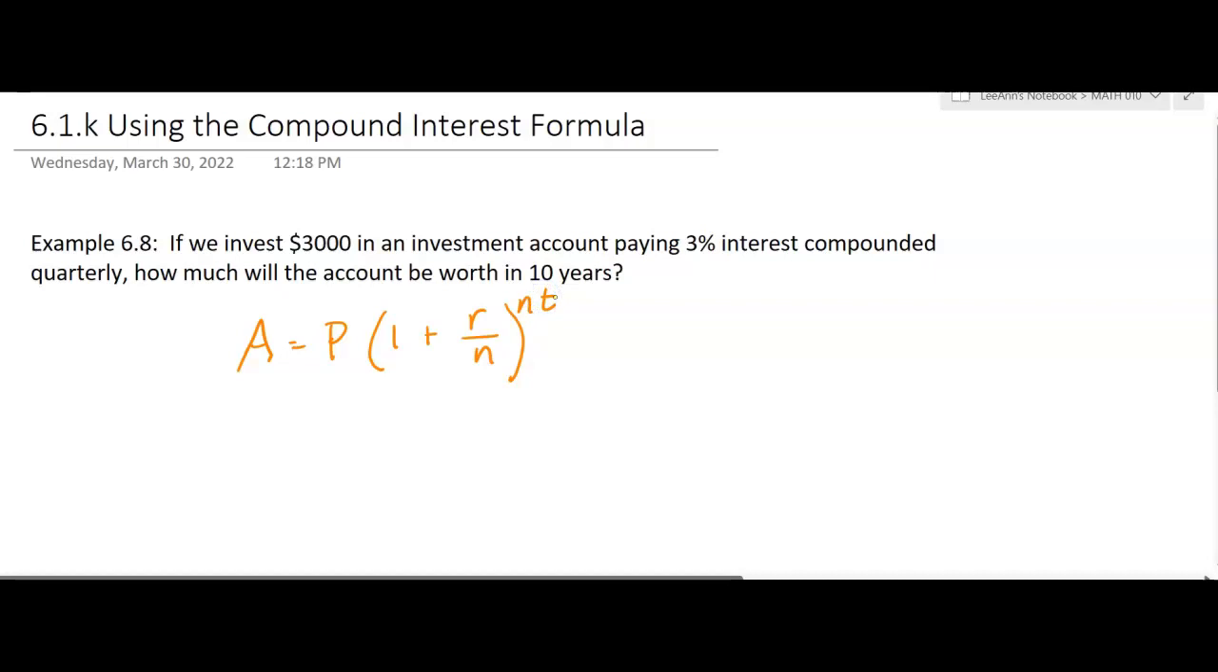Okay, so if we invest $3,000 in an investment account paying 3% interest compounded quarterly, how much will the account be worth in 10 years? So we are trying to find A.